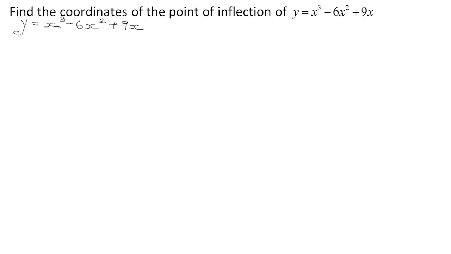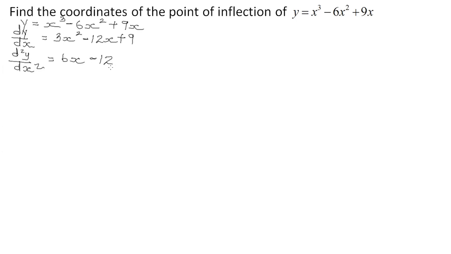So my first derivative, dy/dx, will be equal to 3x squared minus 12x plus 9. My second derivative, d squared y over dx squared, the derivative of that, is 6x minus 12.